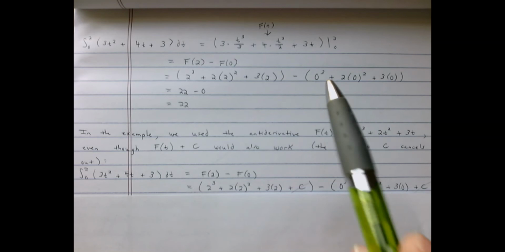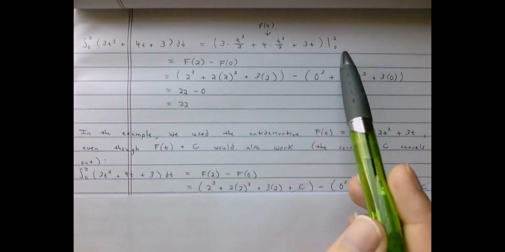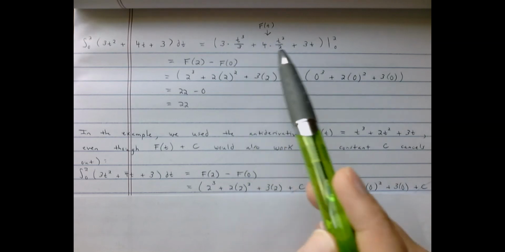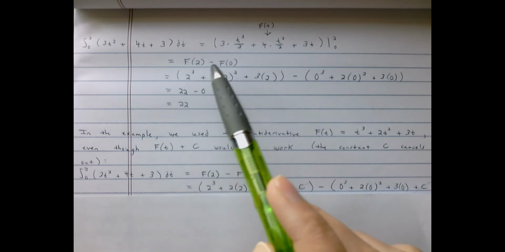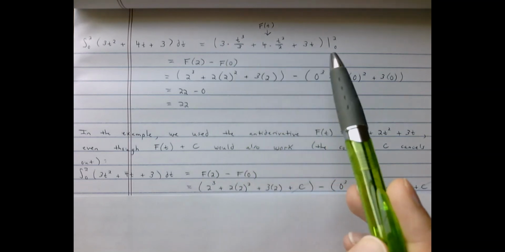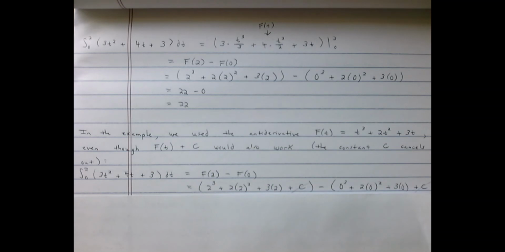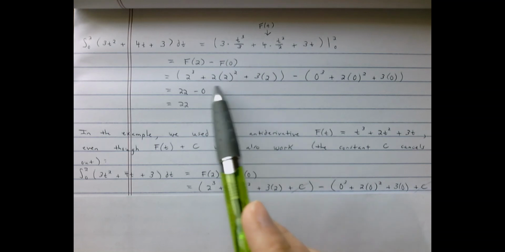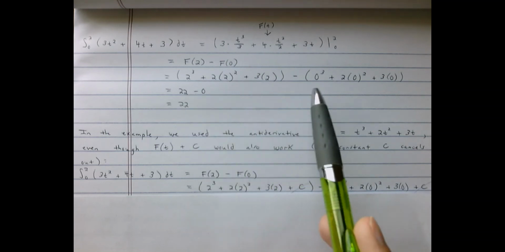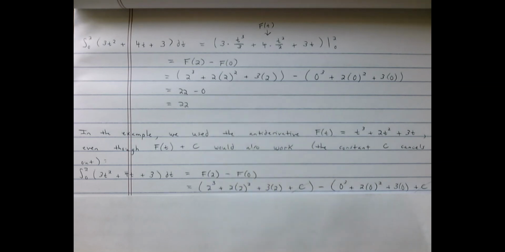And then I use this notation here, vertical bar from 0 to 2, to indicate that we're going to evaluate the antiderivative at 2, so f of 2, and then subtract this thing evaluated at the lower limit 0, so minus f of 0. And when we do that, f of 2 ends up being 22. F of 0 in this case ends up being 0, so we end up with 22 for the exact value of the definite integral.